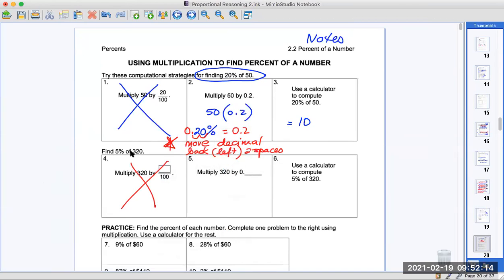And multiply. So we want to find, oh, here's the problem hiding, 5% of 320. So 5%, so add some zeros, move your decimal 2 spaces. So we're multiplying 320 by 0.05. So 320, this is what you put in your calculator, times, this means times. And then when you do that, you should get 16. Try it.